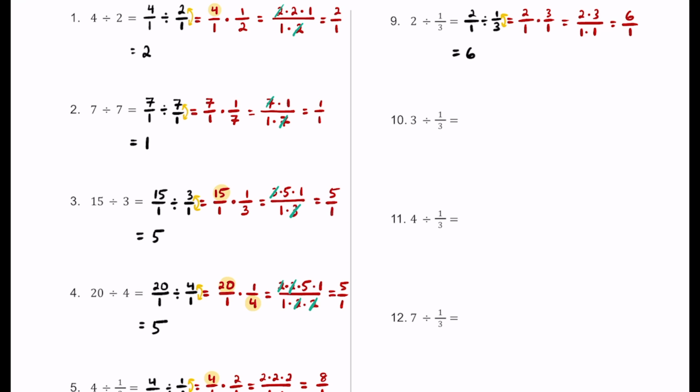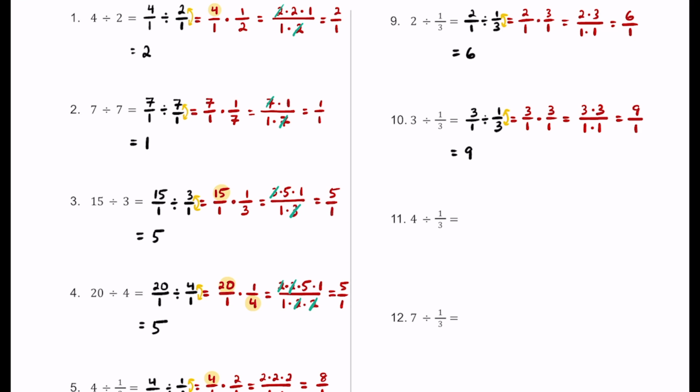For number 10, we have 3 wholes. So 3 is going to be 3 over 1 divided by 1 over 3. Okay, so let's keep the 3 over 1 as 3 over 1, and then let's go ahead and multiply. And let's flip this 1 over 3 upside down to make it 3 over 1. Okay, so on the top, 3's are prime, so we're going to have 3 times 3. On the bottom, 1 times 1. 3 times 3 is going to be 9. 1 times 1 is 1. And so what we're going to have here is 9 wholes, which is 9.